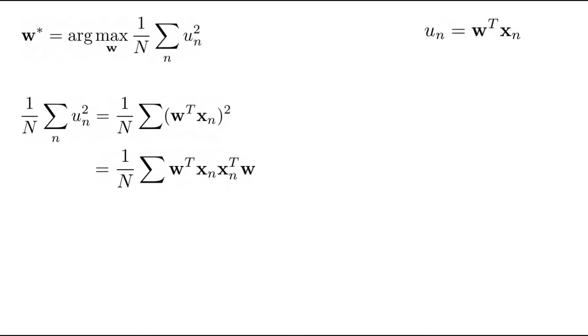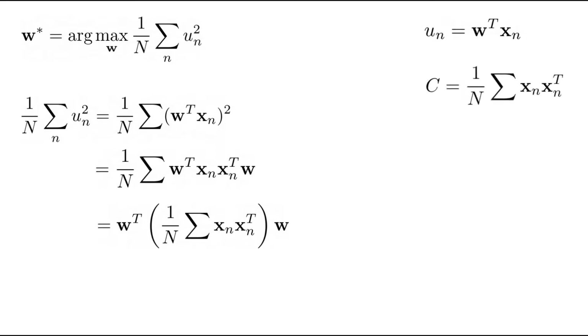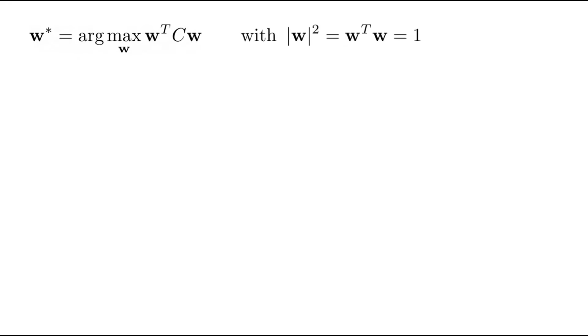As the w's are not a function of small n, we can move them outside the summation. This expression in the brackets has a special name, as it is the covariance matrix C for our data. So we want to maximize w transpose C w over all possible values of w. But obviously, we can make this expression huge by just choosing a value of w that has a large magnitude. But we are not actually interested in the magnitude of w, and only in its direction. So we introduce a constraint to restrict ourselves to directions with unit norm.